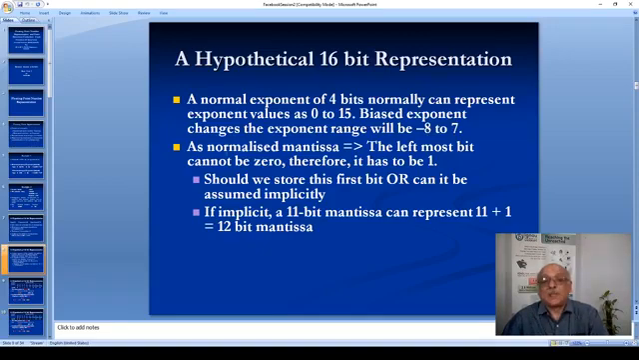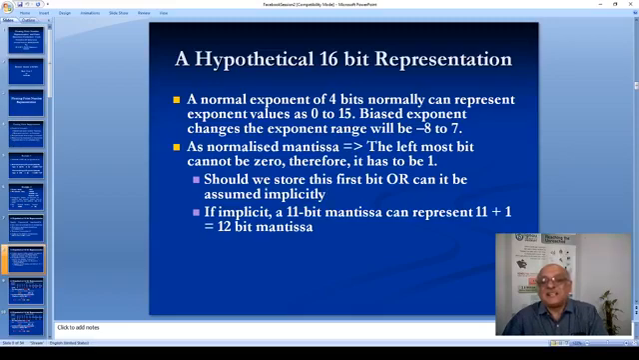The second thing you have to see here is the normalized mantissa. The leftmost bit cannot be 0 in general. Therefore, it has to be 1 in this particular representation. However, when we move on to another representation, you will find we can change this situation. Now, should we store this first bit or can it be assumed implicitly? That's a question we can answer. Since we are assuming the first bit has to be 1, if it is not 1, then probably that is not a number in this representation. So if it is 1, we can assume it implicitly.